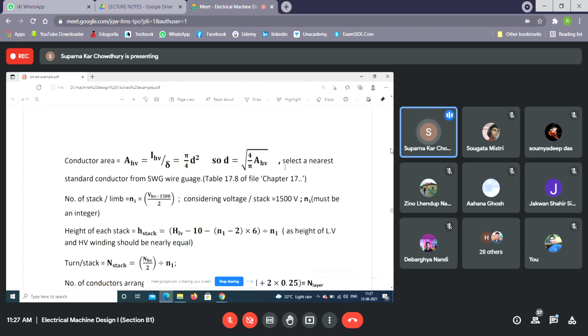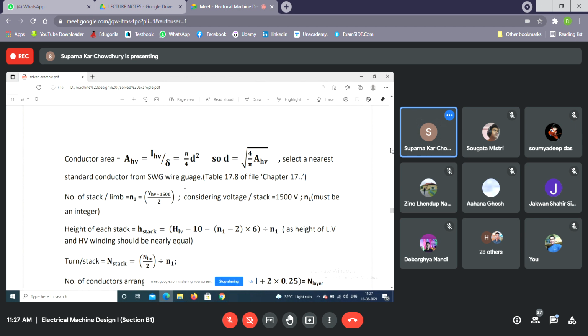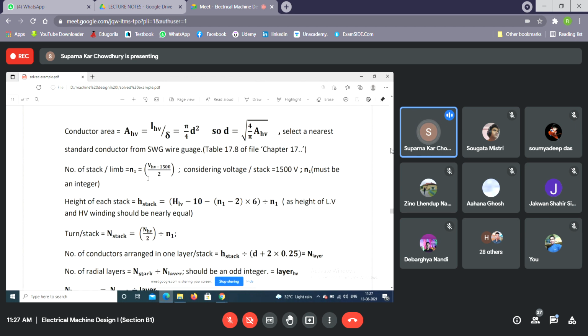Now for the conductor selection, this is the area of the high voltage conductor, that will be high voltage current divided by delta. So this is equal to pi by 4 d square. So d is equal to root over 4 by pi I_HV by delta. Now there is a standard SWG wire gauge table from which you have to select a conductor whose diameter is nearer to this d.